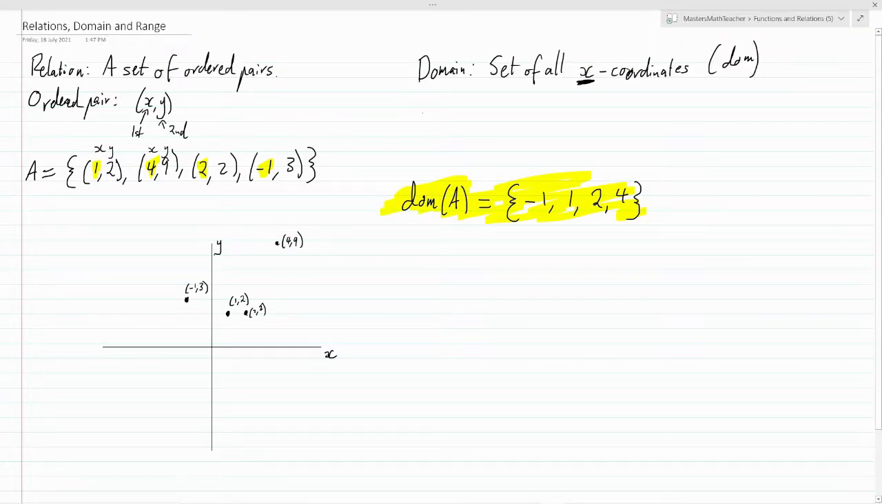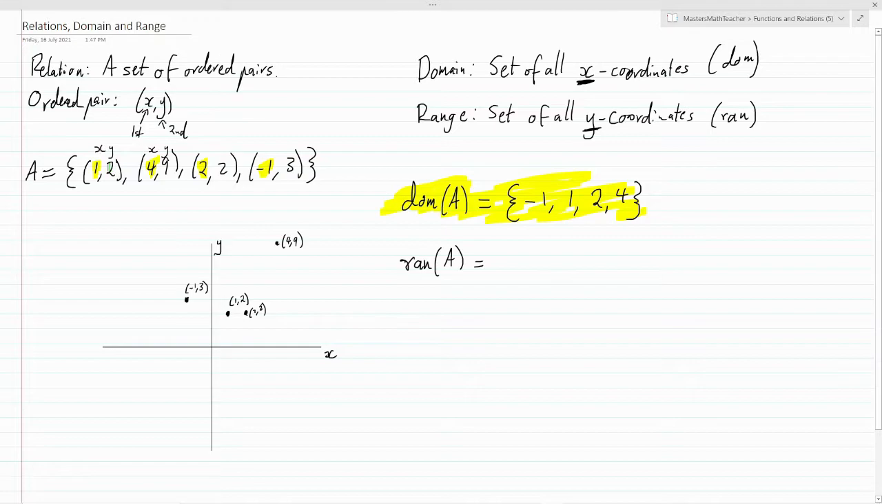The reason this is so important is because the range is our next thing. And you might have guessed it, it's the set of all y coordinates. And again, because we're lazy, we just write it as ran. So if I want to find the ran of A, the range of A, I need to look at all the y coordinates. So we've got 2, 9, another 2, and 3.